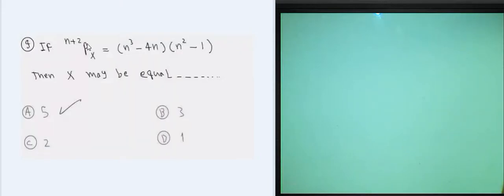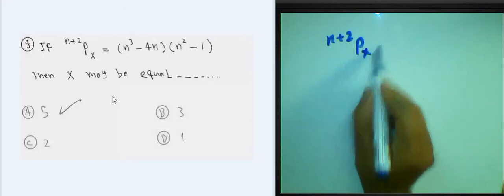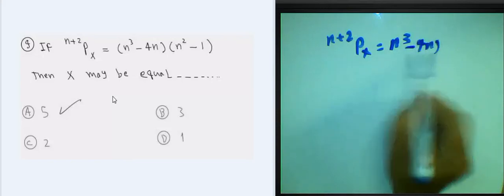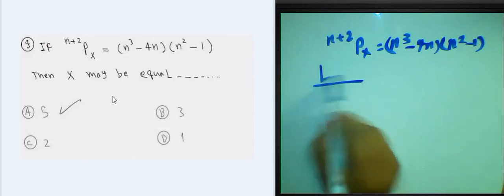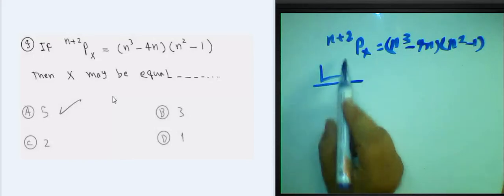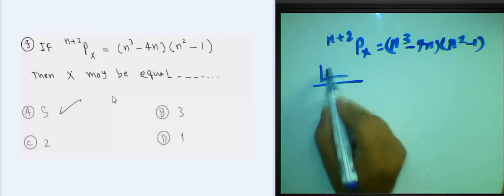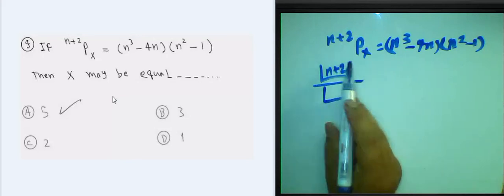Question 9. If the permutation of n plus 2 taken x equals n cubed subtract 4n, multiplied by n squared minus 1, then x may equal what? Okay, we can simplify it. We have the permutation of n plus 2 taken x equals n cubed subtract 4n, multiplied by n squared minus 1. We can write here the factorial of n plus 2 over the factorial of the difference between them, n plus 2 minus x.